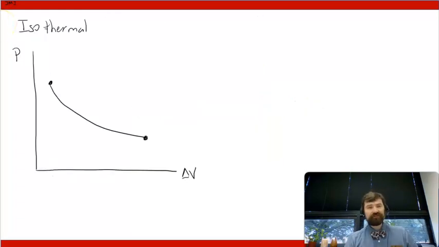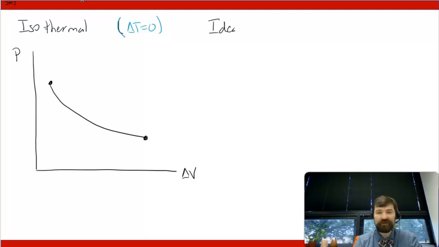Okay, we come now to isothermal. In an isothermal process, the temperature remains the same throughout, so delta T is 0. The fact that delta T is 0 means that we would expect a curve more or less like this for our P versus delta V. How do we get that? Well, use the ideal gas law.